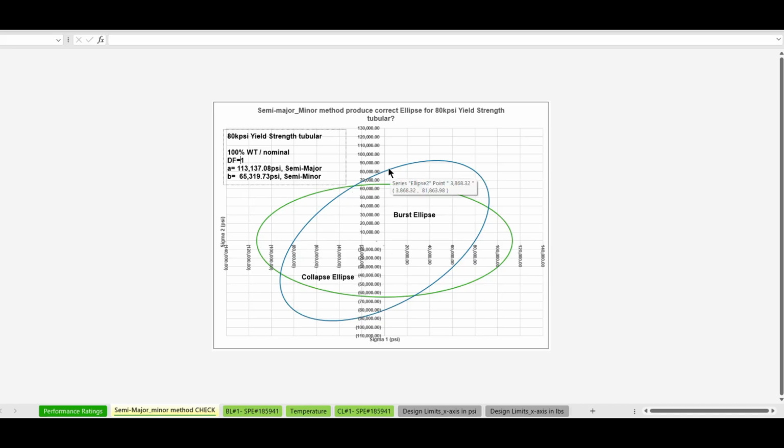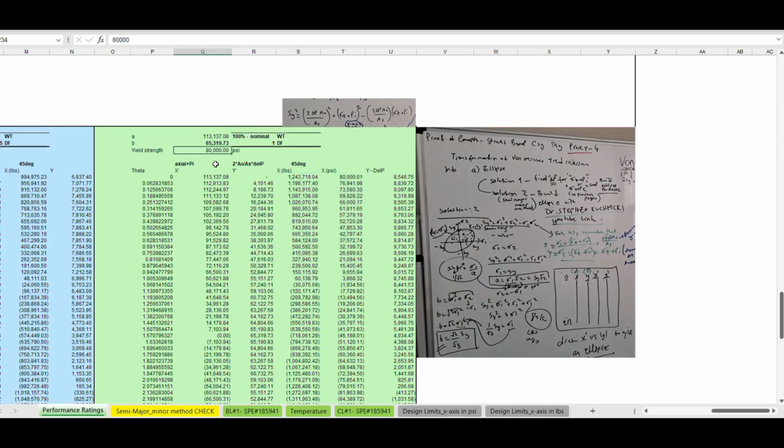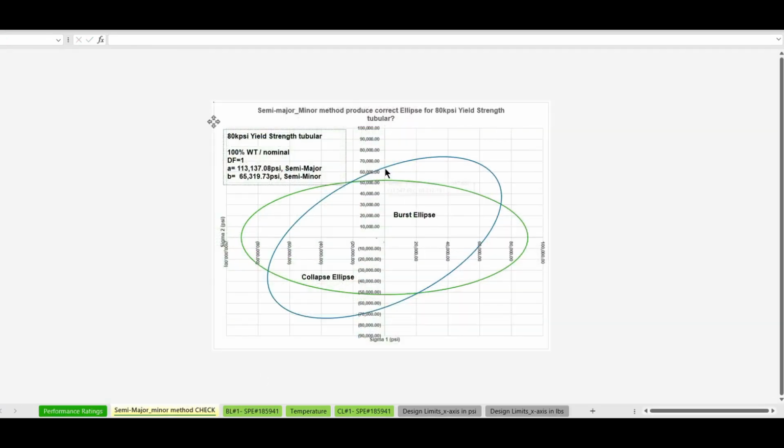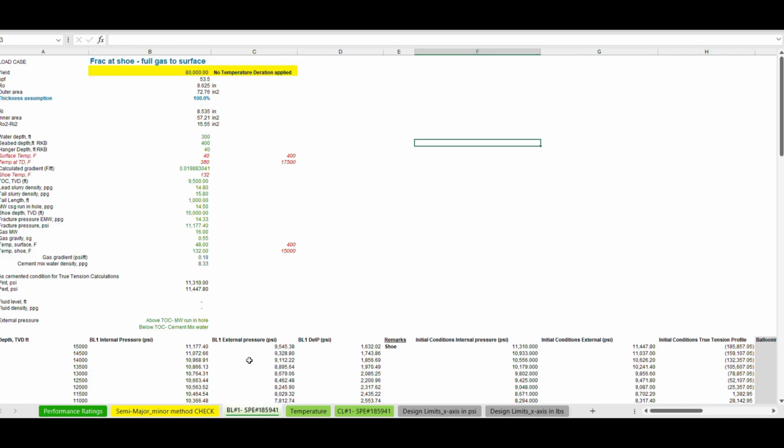So this axis will cross at 64. Let's do that quickly here. For example, if I put 64,000 psi here, you could see that the ellipse, which was crossing at 80k, is now crossing at 64k. So I return back to the original value. All right, and then I move to my load cases.